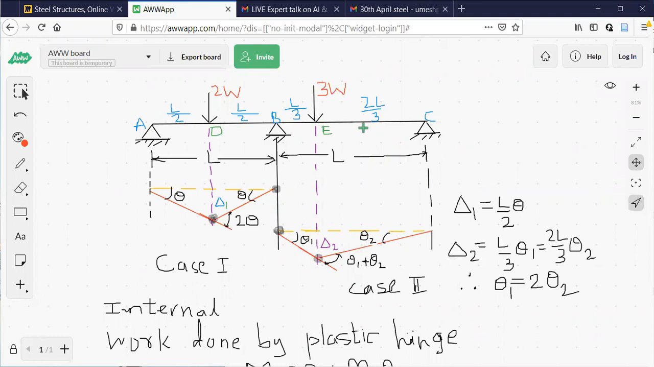Our job is to find out the collapse load. How to find out the collapse load using plastic analysis, using the plastic theory. This is a very standard example. Very standard example it is, because I am about to wind up module number 1.